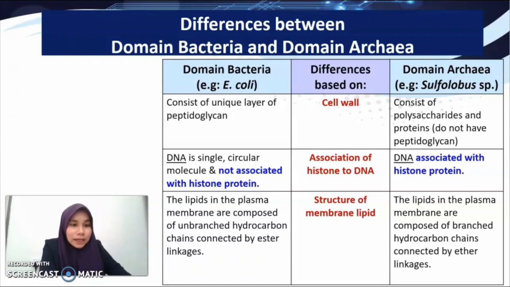In domain bacteria, the lipids in the plasma membrane are composed of unbranched hydrocarbon chains connected by ester linkage, while in domain archaea, the lipids in the plasma membrane are composed of branched hydrocarbon chains connected by ether linkage.